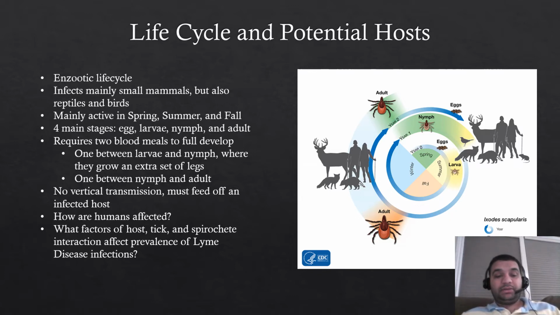This plays into the whole point of this paper, which focuses on what factors of host-tick interactions affect the prevalence of Lyme disease infections throughout the US. Specifically, in this paper we are going to be looking at the differences between the north and the south on the east coast.